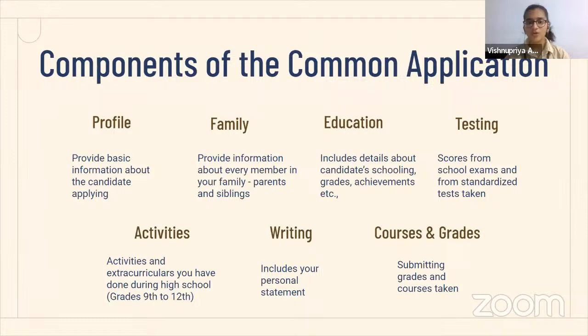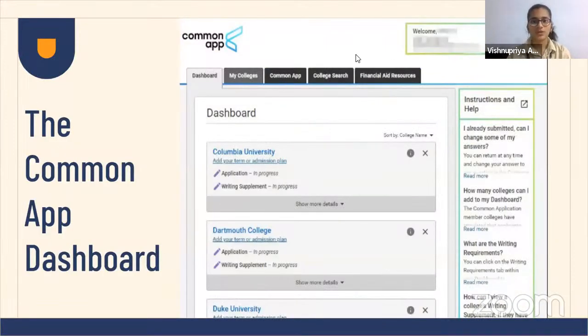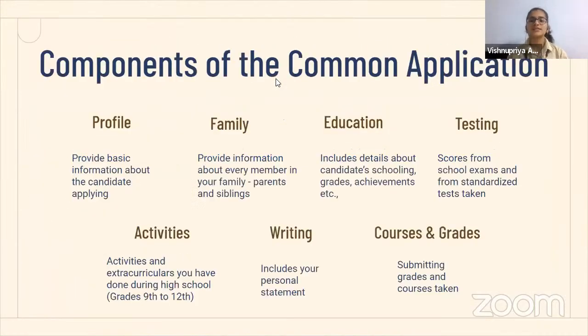When I say components of the common application, I am talking about the Common App, the third tab on the dashboard. It has 7 components in total. All of them are very, very important. The first component is profile. Profile is the basic information about the candidate that is applying. So if I am the one applying, I'm going to give my name, my age, what school I am studying in, and then my address, whether my permanent address is the same as my mailing address or not, and such very basic information about the candidate.